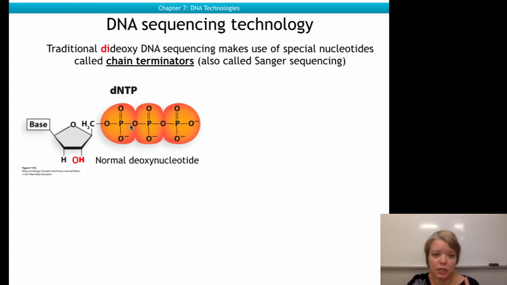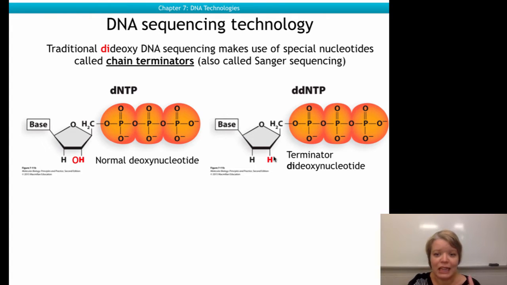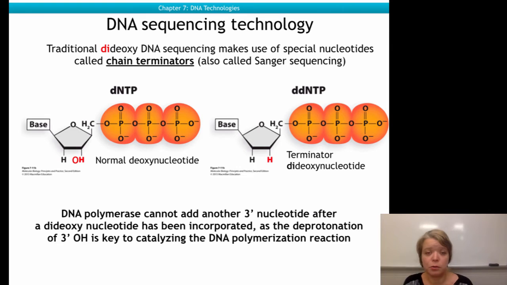Now, the chain terminators have been modified. They lack the 3' OH group. As a result, DNA polymerase cannot catalyze the reaction. It needs to deprotonate the OH group in order to catalyze the formation of the phosphodiester bond with the next nucleotide. So while these can be incorporated into a DNA molecule, no new nucleotide can be added.